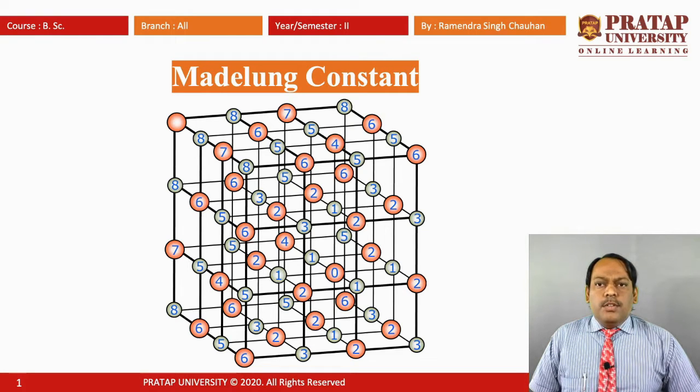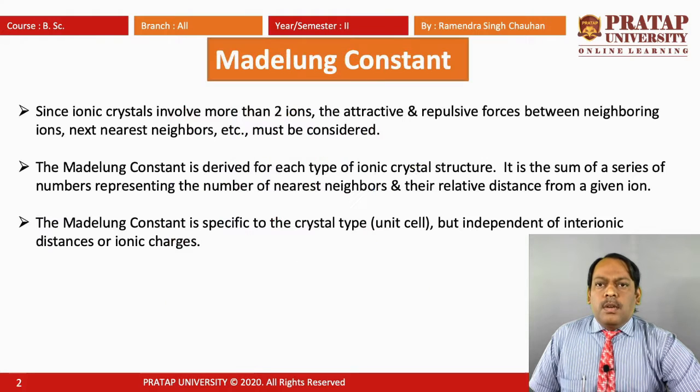We are going to study today's topic, the Madelung constant. What is the Madelung constant? Before we start, we will talk about some basic things involved in crystals. We know there are different types of bindings, and among those there are ionic bonds, or we can say ionic crystals. Ionic crystals involve more than two ions. The attractive and repulsive forces between neighboring ions, next nearest neighbors, etc.